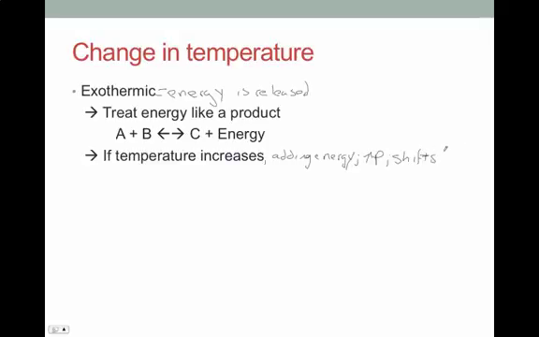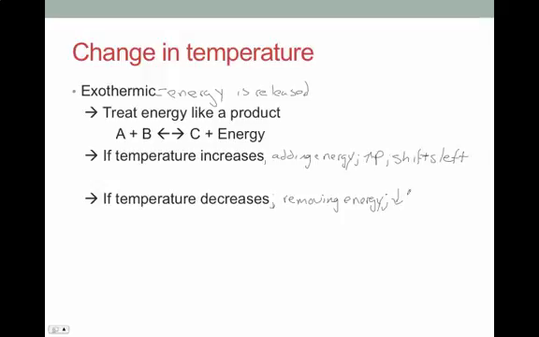And if temperature decreases, it means you are removing energy. And that would be, in this case, because energy is a product, the same thing as decreasing a product. So when you remove something from a reaction, it shifts to the same side. So that means it will shift to the right.